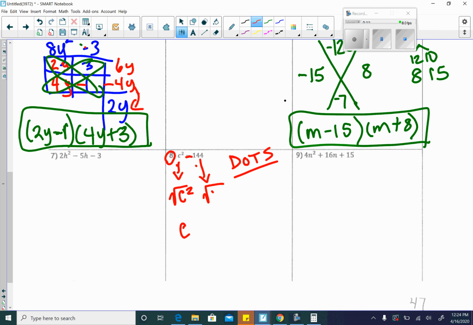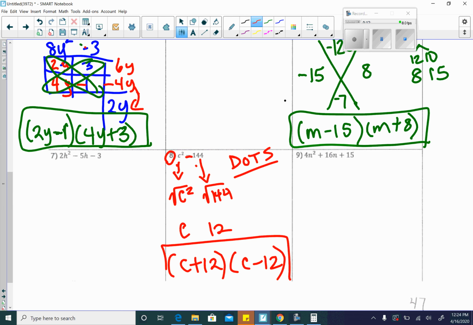And I can take the square root of c squared and get c, and I can take the square root of 144 and get 12. So if I can take the square root of this and the square root of this and get a perfect square, I can write it in the form c plus 12 times c minus 12, or vice versa. Doesn't matter. And I'm done. Okay? Let's turn to the next page.